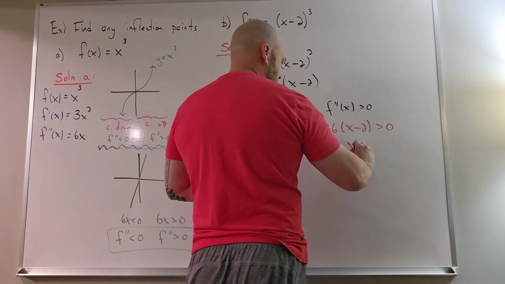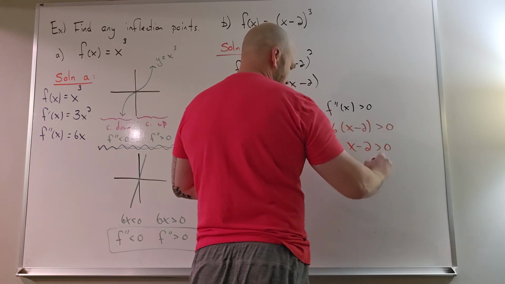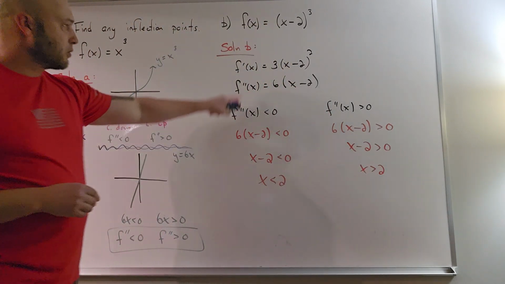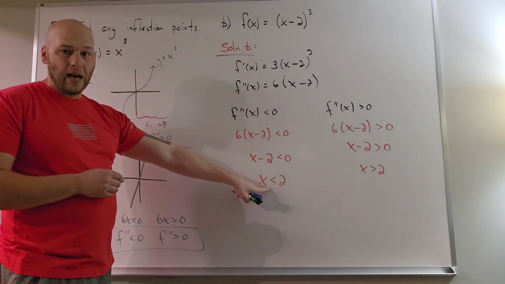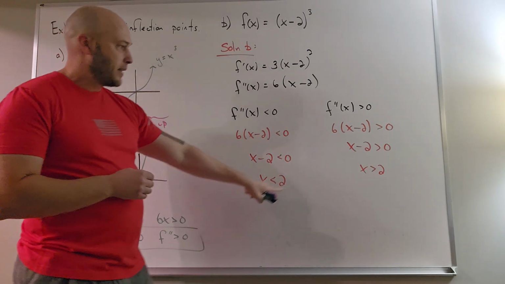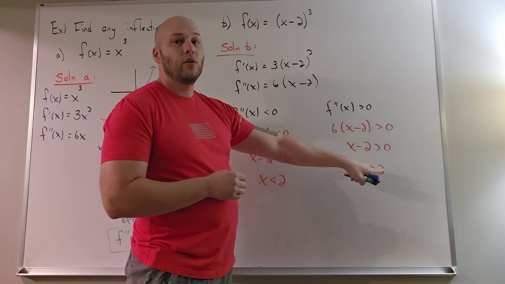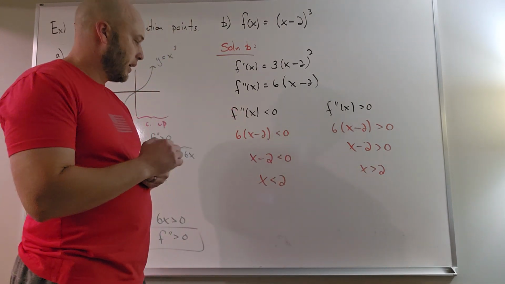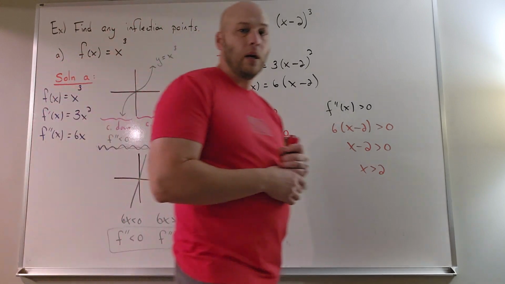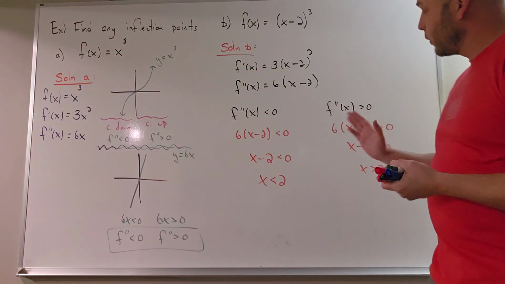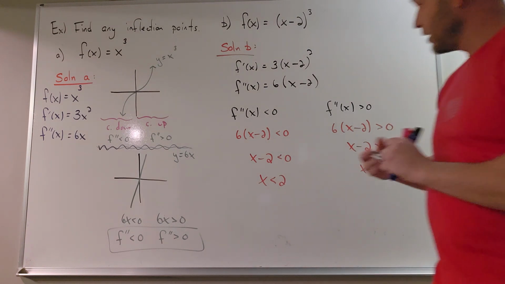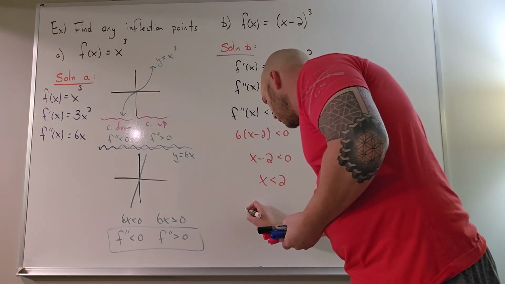Divide by 6, add 2. So what this tells me is that this function is concave down to the left of 2. It's concave up to the right of 2. Therefore, 2 is the unique number, well, unique in this case, it's not always unique, for this function for which the concavity differs on either side. That tells me that x equal to 2 is the inflection point.